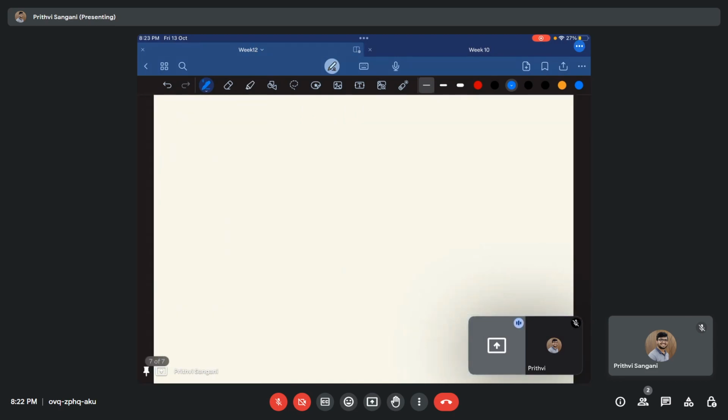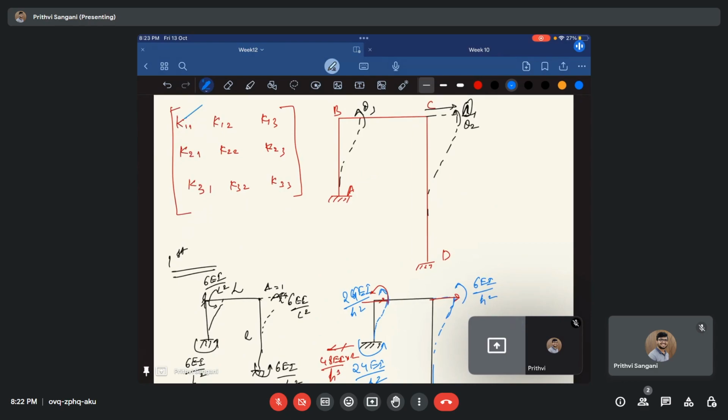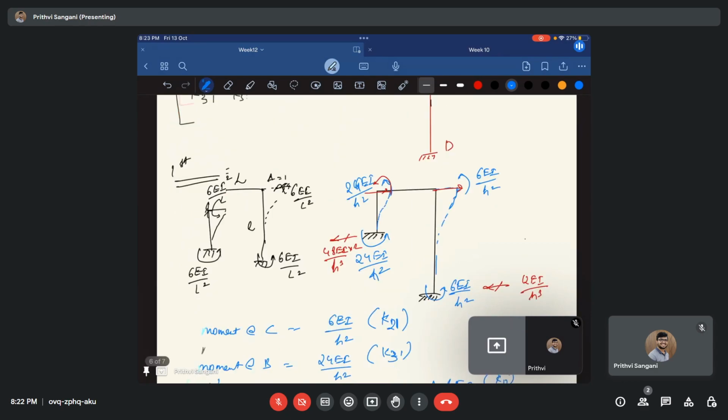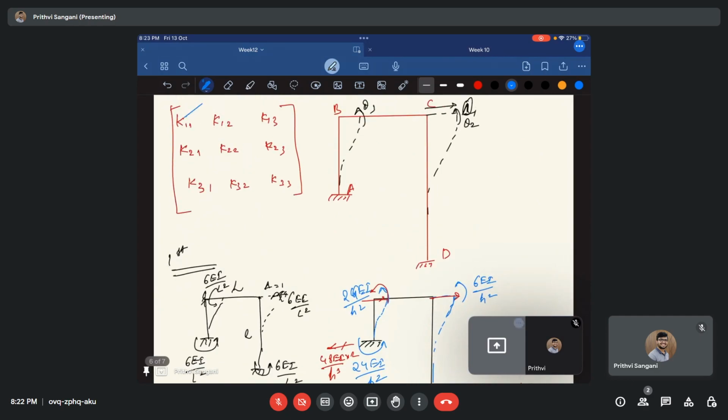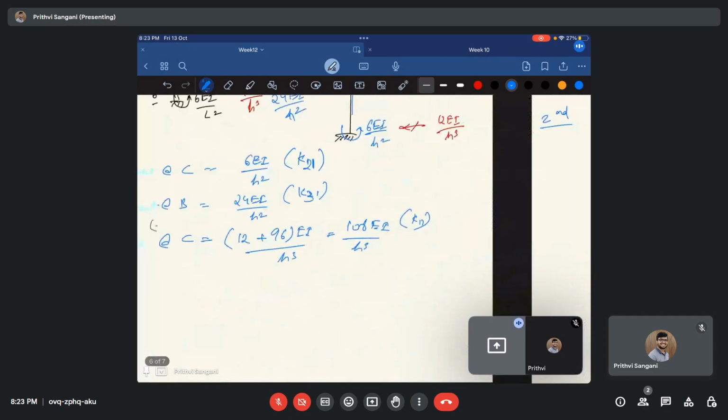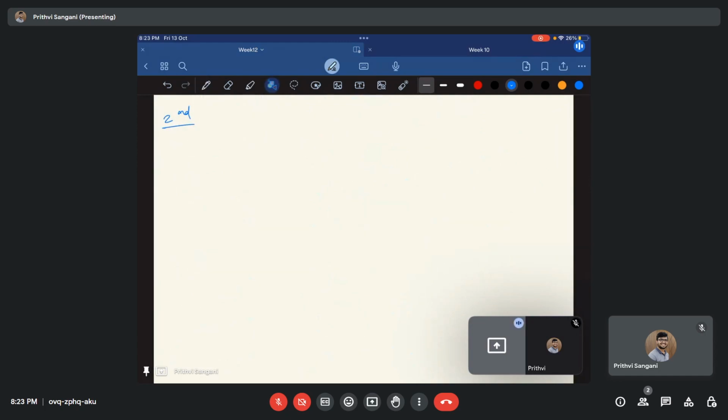Fine. Now let us find out the second column. Sorry, K12. So I need to apply a unit load at 2. If I'm going to apply a unit load at 2, how is that going to be? Okay, this is my actual thing. Everything is fixed initially, and now I'm trying to apply a unit load at C.